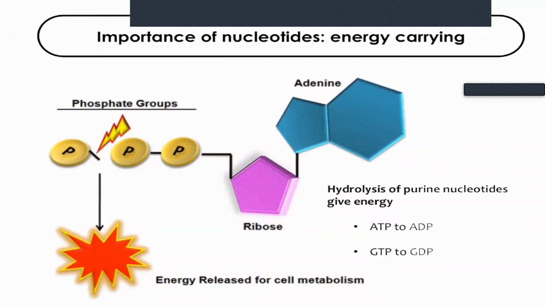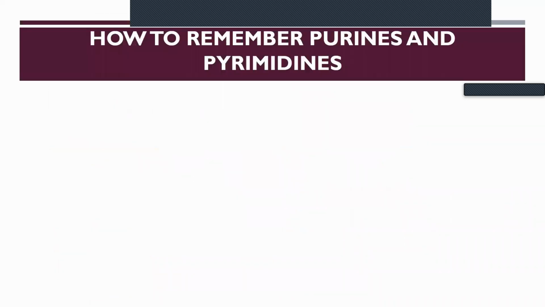ओके. So you remove one phosphate, there will be energy production. You remove one more phosphate, more energy production, right? So that is the importance of nucleotides.